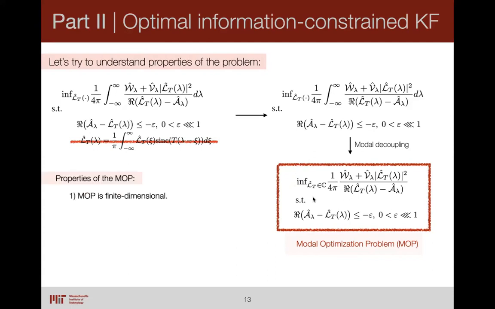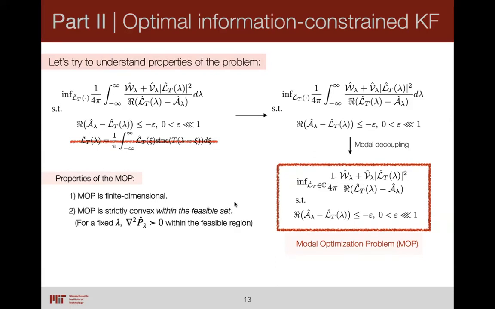The first one is that this problem is finite dimensional. I'm trying to optimize for some L hat of t of lambda, you should say. This is just a complex number, so I'm just trying to optimize its real and imaginary components for a given lambda. So it's a problem of very small dimension.